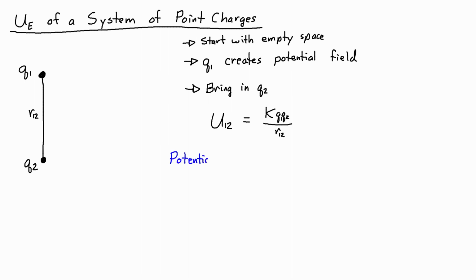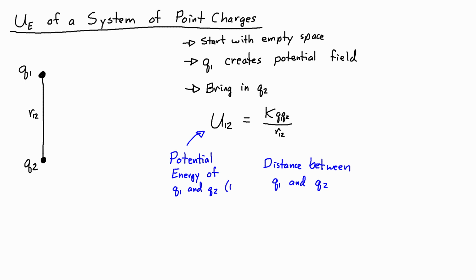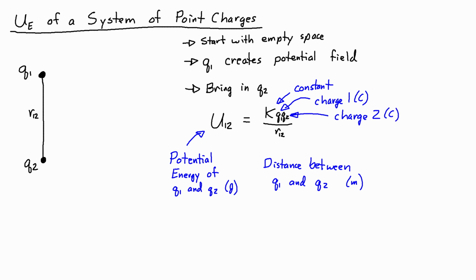So U12 is the potential energy of Q1 and Q2 together. R12 is the distance in meters between Q1 and Q2. And the units for the potential energy, again, are joules. The units for the distance are meters. K is the constant. Q1 is the first charge, I guess I'll call that charge 1, and the units are in coulombs. Q2 is the second charge that we just brought in. The units are also coulombs.